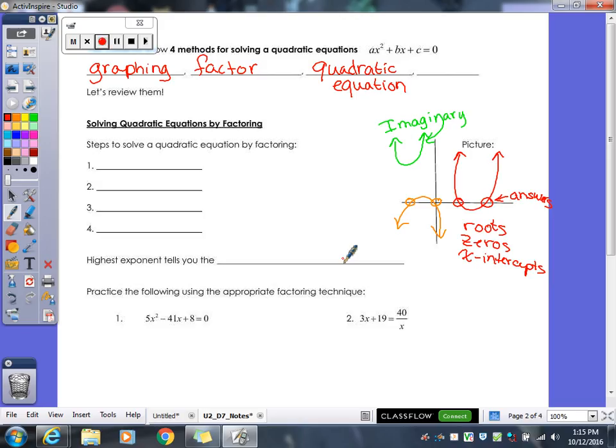X equals negative b plus or minus square root b squared minus 4ac all over 2a. It's on the next page in notes. And then, anybody remember our 4th way? You did it a lot in geometry last year. I heard somebody say it. Completing the square.